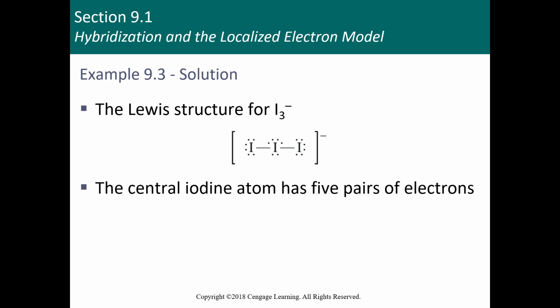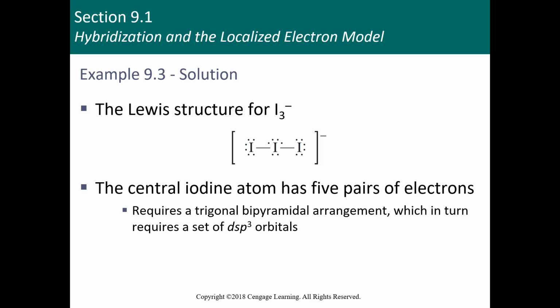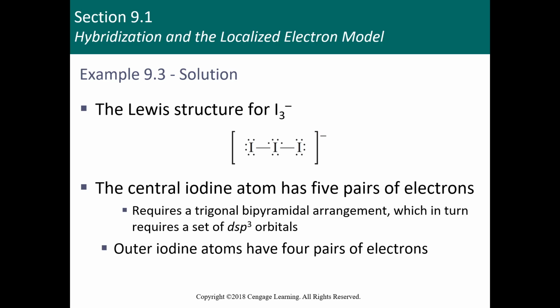Now, the central iodide atom, again, that's 5 pairs. That will give us our trigonal bipyramidal arrangement. 5 groups. Maximum separation has to give us a triangle and then 2 pyramids above and below.